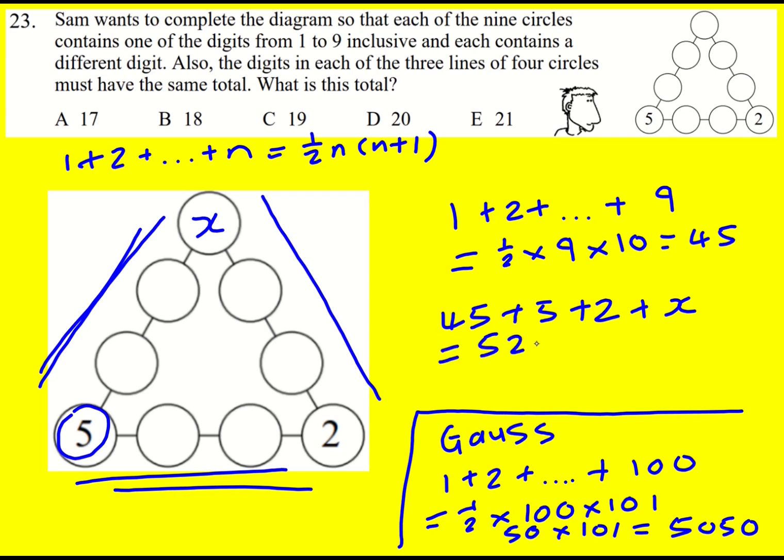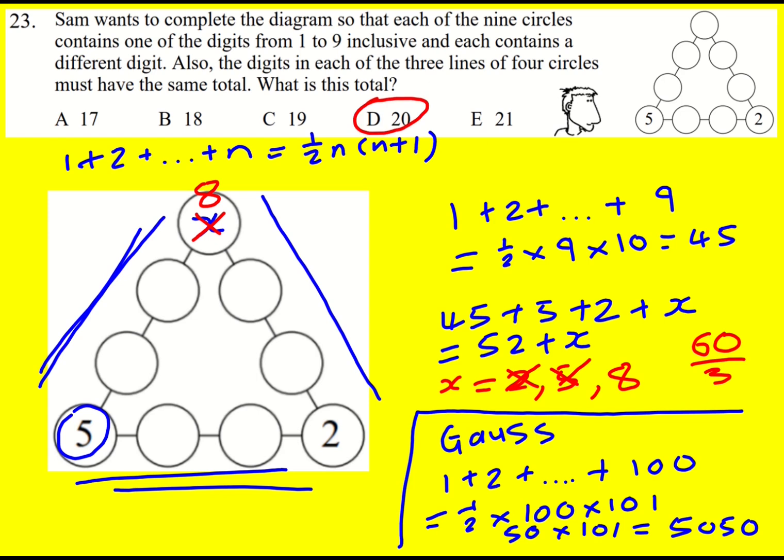So that gives me 52 plus x. Now I require for this number to be divisible by 3. So it must be that x is equal to 2. That would get me to 54, which is divisible by 3. Or 5, that would get me to 57. Or 8, and that's it. But the thing is, I've already used 2 and 5, so it must be that this is 8. And therefore my total will be 60, which means when I divide it by 3 for each line, I'm going to get 20.